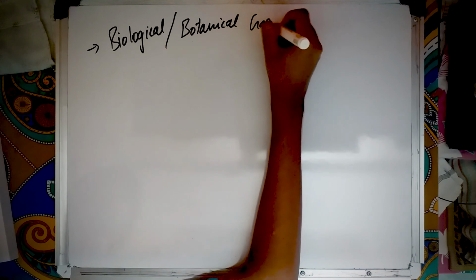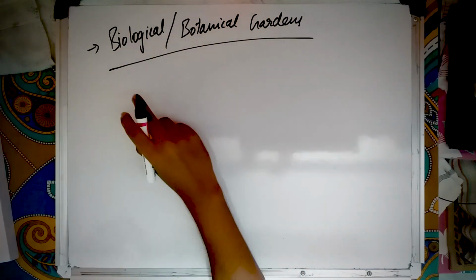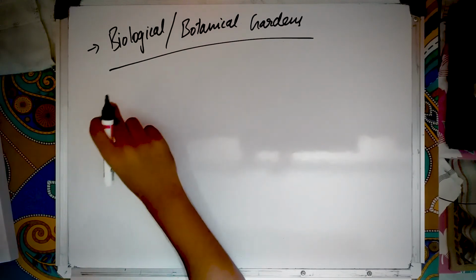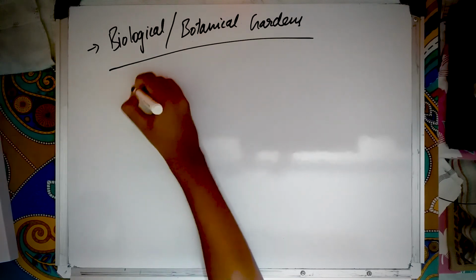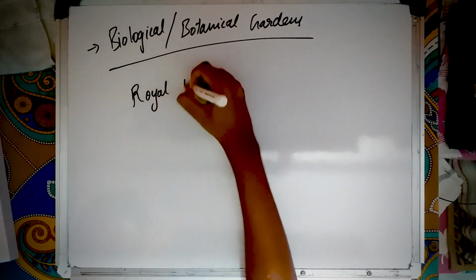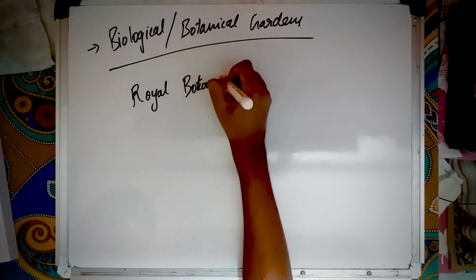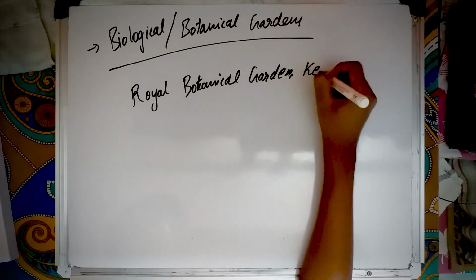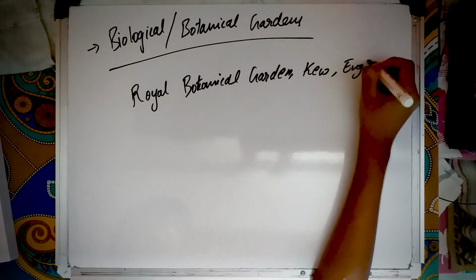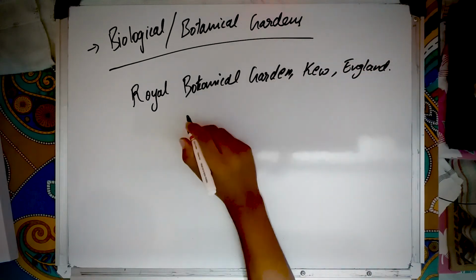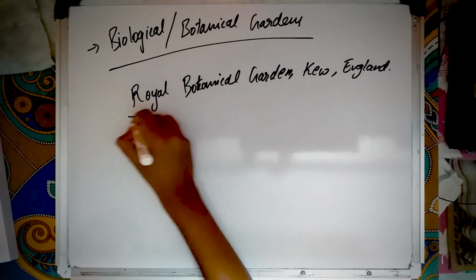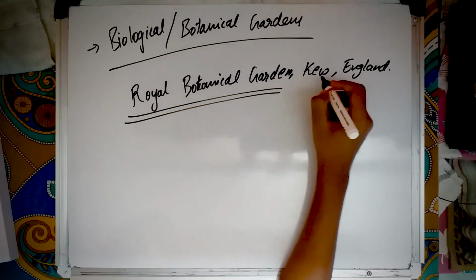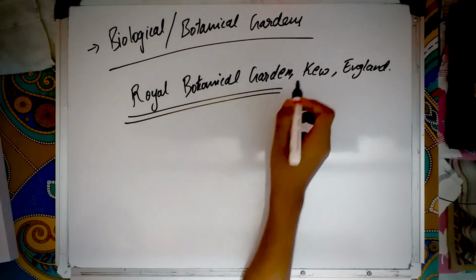Botanical gardens. Contrasting to herbarium, it has the living plants for reference and identification purposes. For example, the Royal Botanical Garden. It is in Kew, England. It is the botanical capital of the world. It has the largest botanical garden. Kew, England, Royal Botanical Garden.